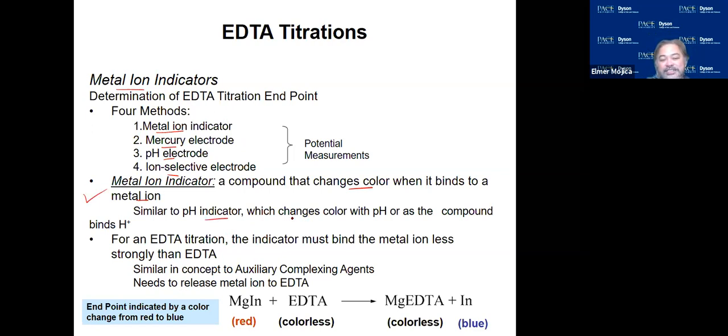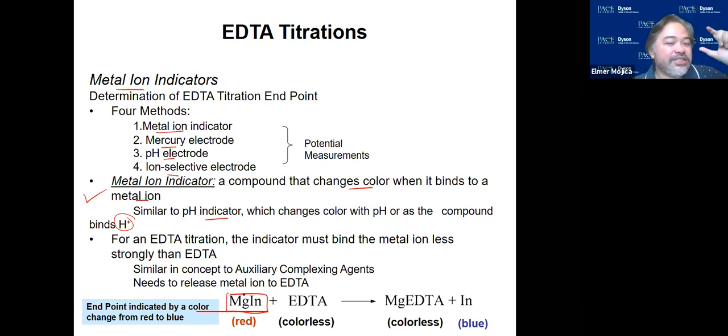Similar to a pH indicator, which changes color with pH as the compound binds H+. For an EDTA titration, the indicator must bind the metal ion less strongly than the EDTA. So what does it mean? We have the indicator there, and that's the one that is bound with the magnesium.